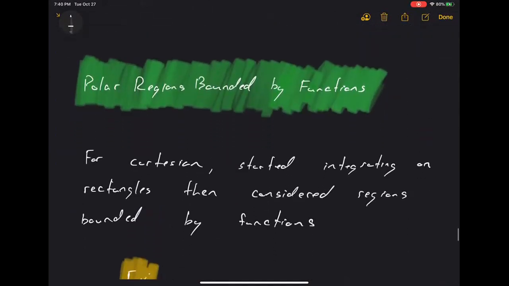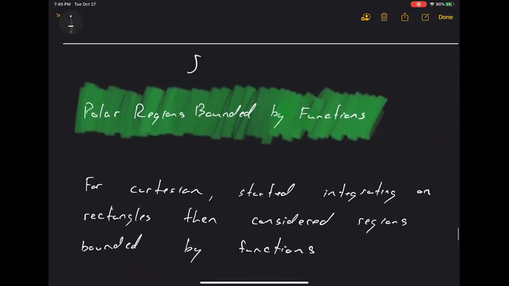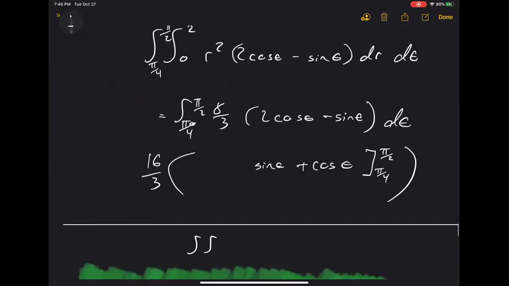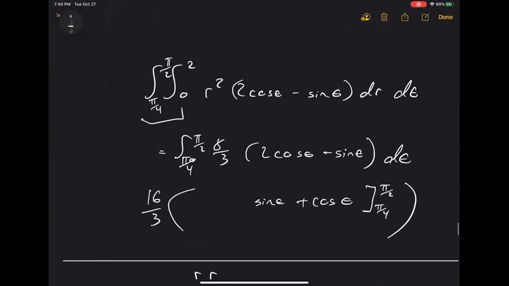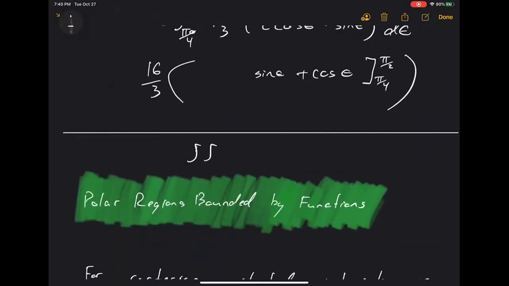Just like Cartesian integrals, how did those develop? We started by doing very simple integrals on just rectangles, where the bounds were just constants. And then what was 15.2? The 15.2 was like these Cartesian integrals, but then the regions were a bit more complicated and we had to put functions in these bounds.